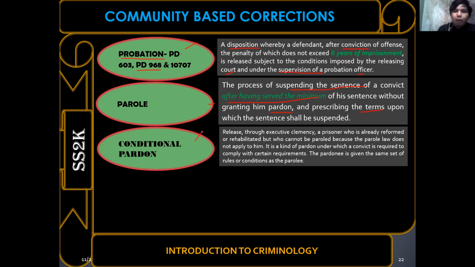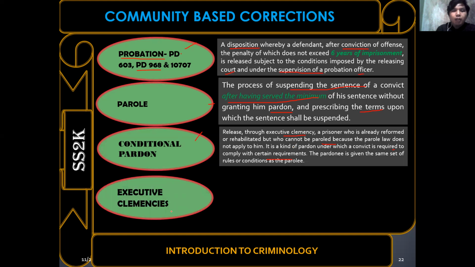Then we have conditional pardon. Anong conditional pardon? Pardon means forgiveness. So it is released through executive clemency. Ibig sabihin, ang nagbibigay nito ay presidente. A prisoner who is already reformed or rehabilitated but cannot be paroled because parole law does not apply to him. It is a kind of pardon under which convict is required to comply with certain conditions. Dalawa kasi ang klase ng pardon. Absolute, pag pinatawad na siya. Then conditional. Pagka may mga condition, under ng supervision pa rin ng PPA, Parole and Probation Administration.